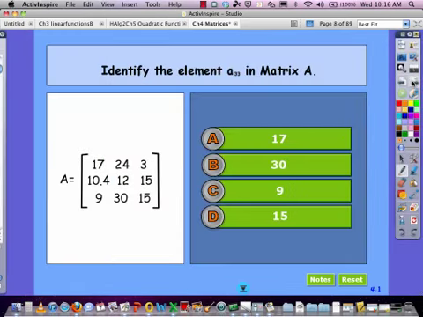Three, 3 in this element, again, would it be choice A, B, C, or D? The correct answer is D.